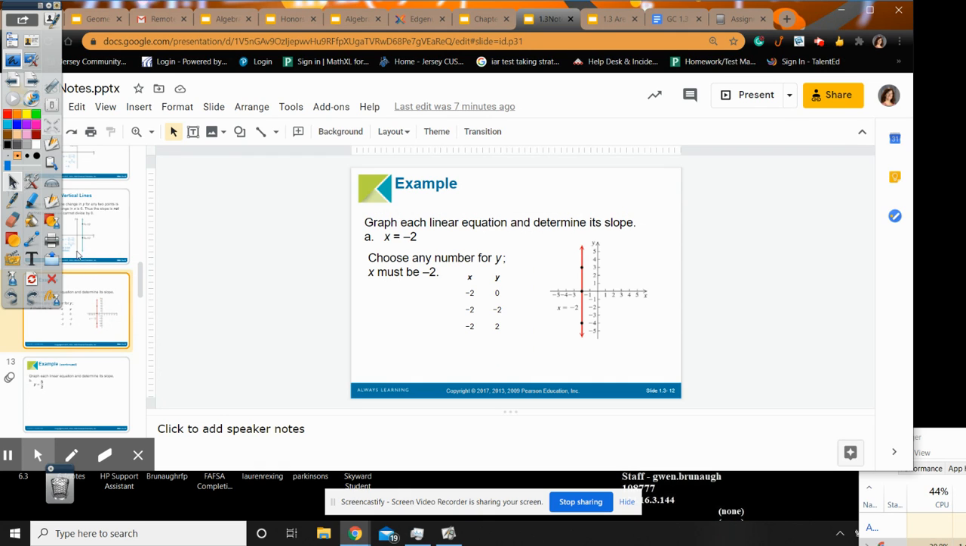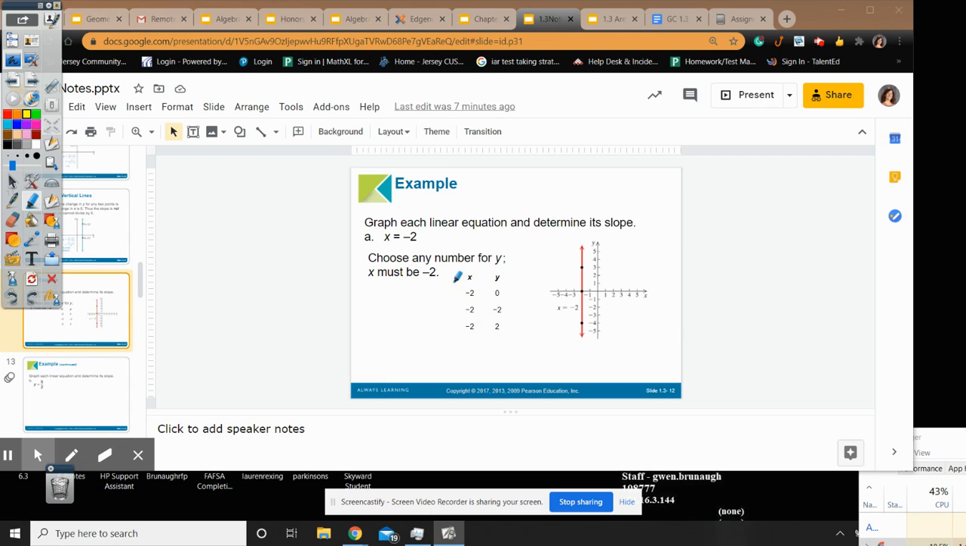So they want us to graph x equals negative 2. My suggestion to you is to make this XY table and just plug negative 2's down the row for the x value, because if x equals negative 2, that whole column is going to equal negative 2, and your y values can change. Plot the points and then connect, and you'll see you'll have a vertical line.